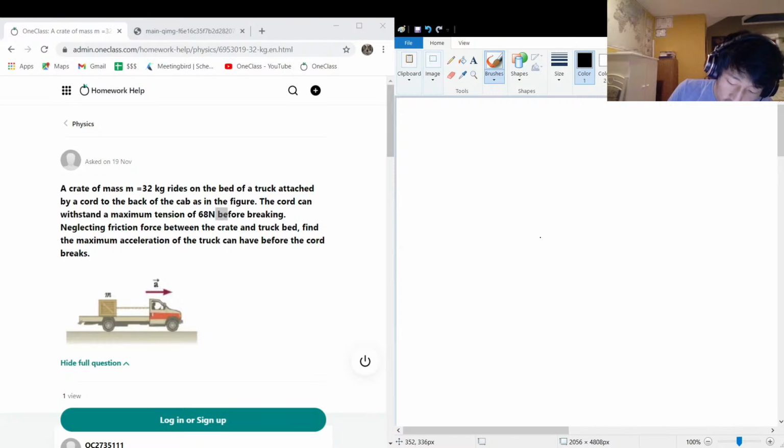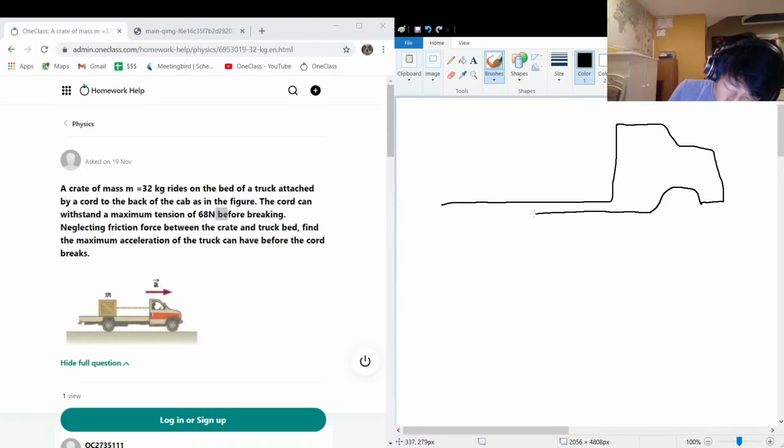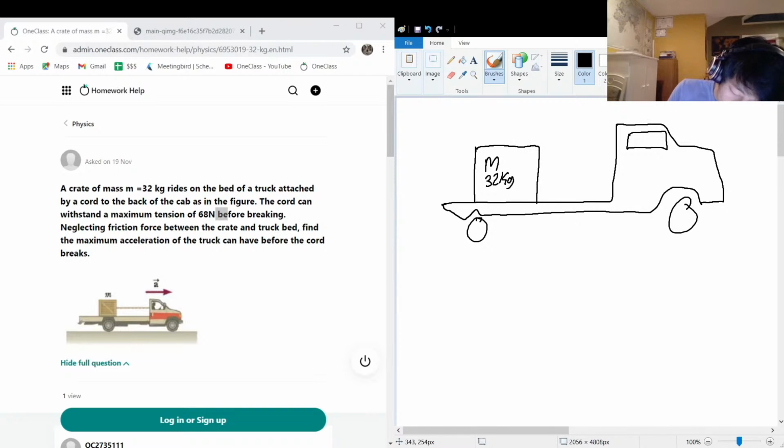Okay, so suppose we have a truck. This can be the back of the truck. There's our wheel wells. This can be a dude driving. And then we have our mass here, 32 kilograms. Okay, and we're going to have a cable here. So the max that this can have is 68 newtons.